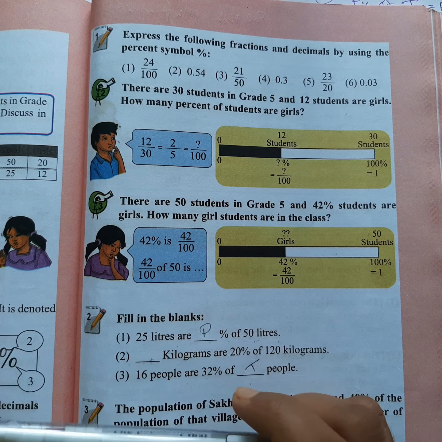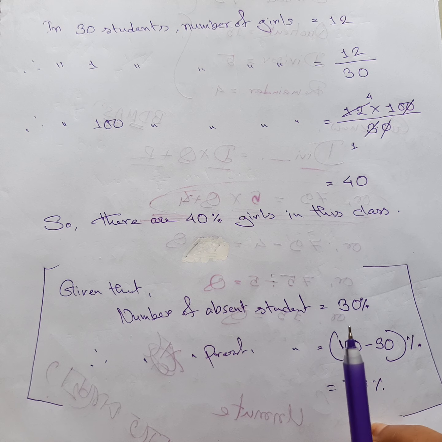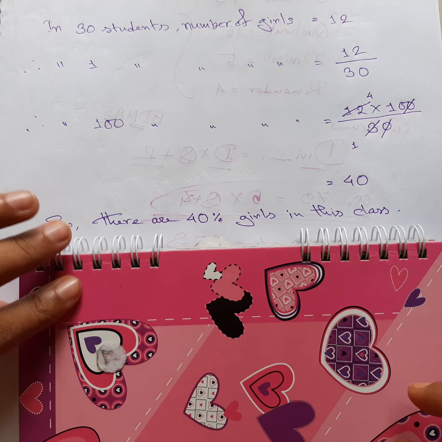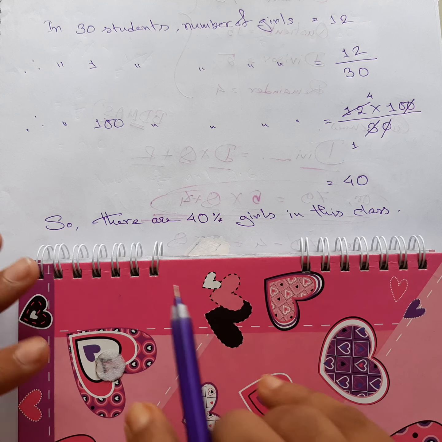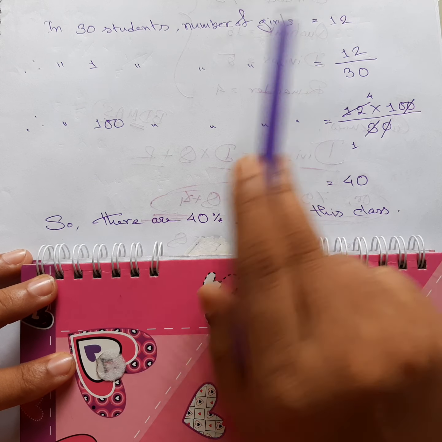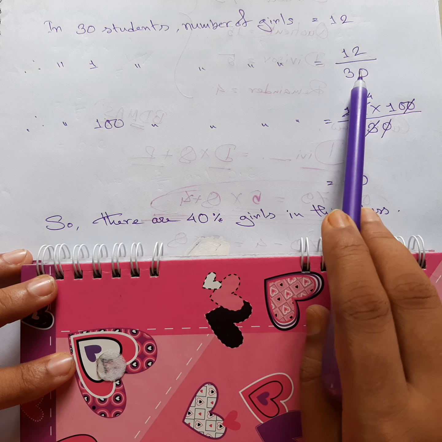You can see over here I have already done the math, and this part is actually extra. Do not look at this part. I'm just going to keep this much here. In 30 students, the number of girls is 12. In one student, the number of girls is 12 by 30.